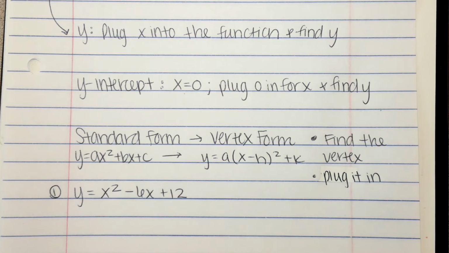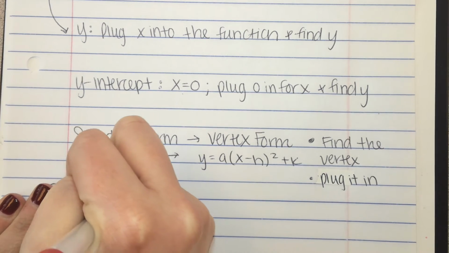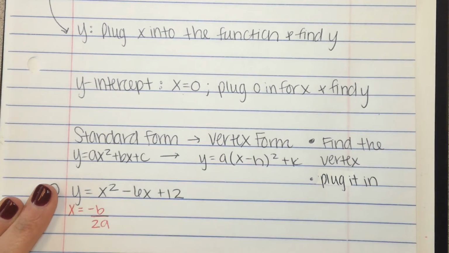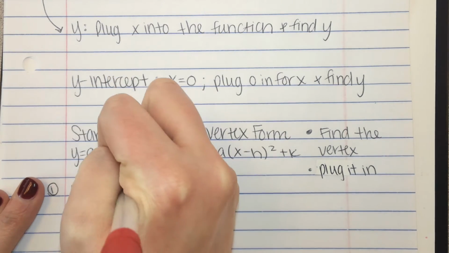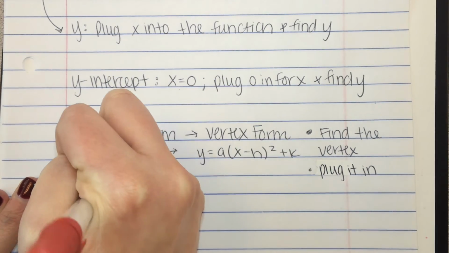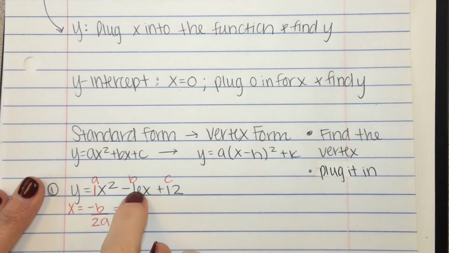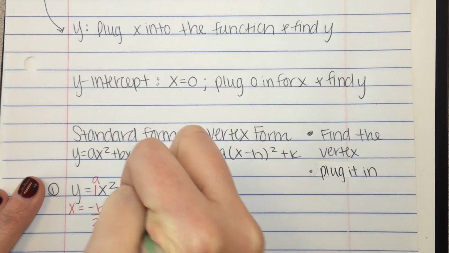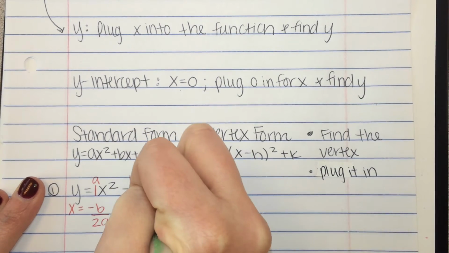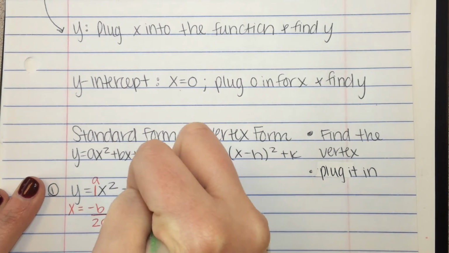So going back to what we wrote down above, you find the vertex. X is negative b over 2a. All right, so what you might want to do is label A, B, and C. Here my A is 1. Okay, that can be helpful. So the opposite of B, so that's opposite of negative 6 is positive 6 over 2 times 1, and that simplifies to 3. So my X is 3.